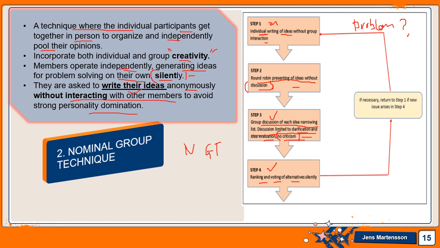And finally, step number 4. Ranking and voting of alternatives silently. The group leader, there will be a group leader, will conduct the voting. Let's say the group leader lists the ideas from the 10 members, 1, 2, 3, 4 until 20 ideas. Okay, who votes for idea number 1? So dia akan buat ranking. Voting and ranking, and it is also done silently. Then finally, the group leader, he is the one who makes a decision based on the ranking and voting.